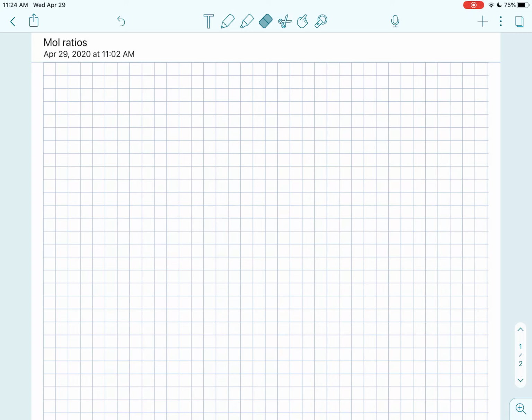So in this short little video, we're going to use our molar masses that we went over in the previous video, and we're going to use them to help us convert between moles and grams. Remember that I said before that the importance of the mole is because it allows us to compare two different substances.